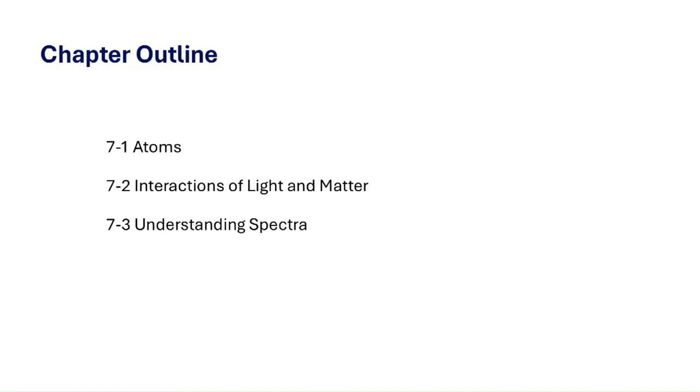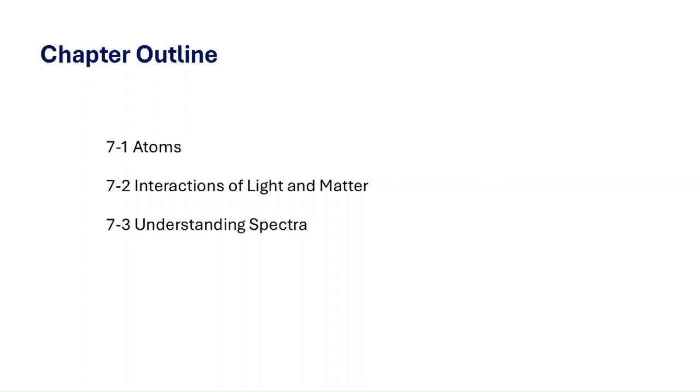So, here's the roadmap of what we will cover in this chapter. We will start with the atoms, the building blocks of everything in the universe. So, understanding their structure is key because the way atoms interact with light is what creates the spectral lines we observe. Next, we will look at the interactions of light and matter. So, here we will explore how electrons absorb and emit light and how those interactions leave distinct fingerprints in spectra.